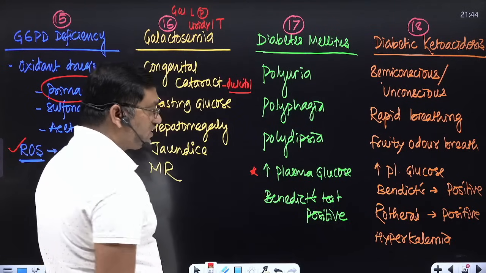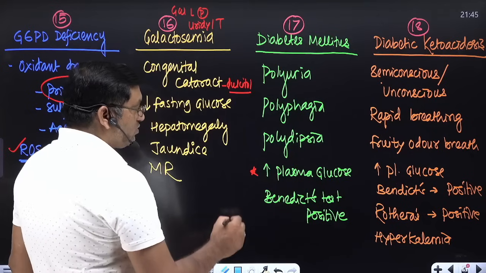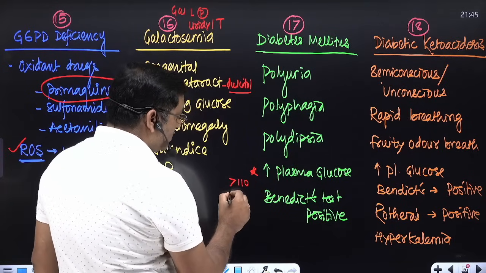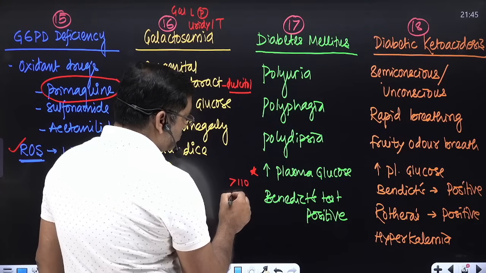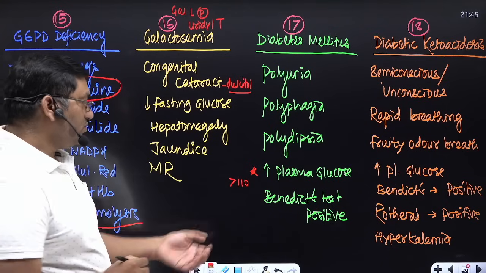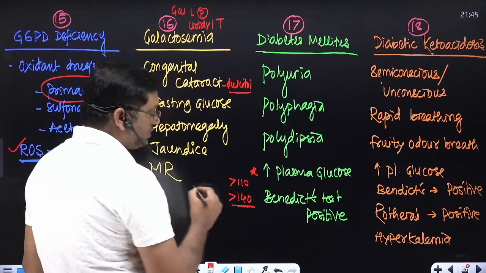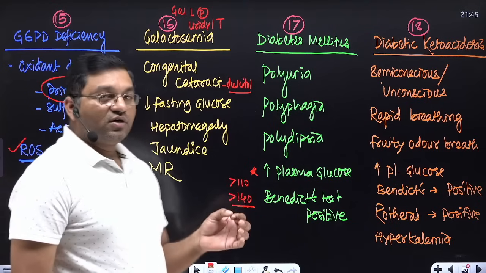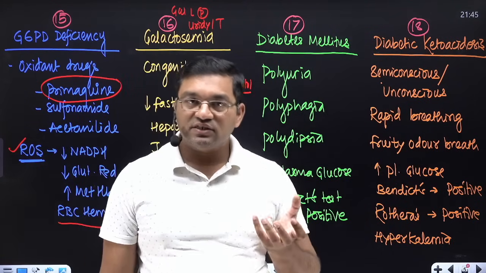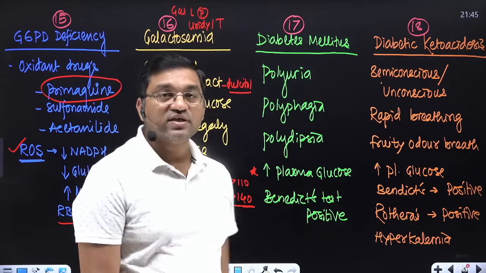This laboratory investigation shows an increase in the plasma glucose level. Fasting plasma glucose is more than 110 milligram per deciliter, and post meal plasma glucose, for the diagnosis, is more than 140 milligram per deciliter. This indicates impaired glucose tolerance. When the fasting is more than 126 and the post meal is more than 200, that indicates the diagnosis of diabetes mellitus.